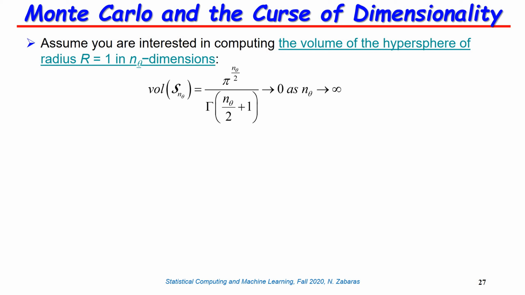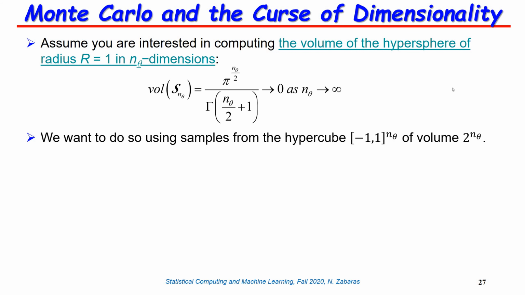So when you try to conduct these dart throwing experiments in n_theta dimensions, it's like you're trying to hit a sphere of infinitesimal volume in a hypercube that has a volume of 2 to the power n_theta, right? So we take that every side of the hypercube is from -1 to 1, so the volume of the hypercube is 2 to the n_theta, and the volume of the sphere as n_theta goes to infinity is equal to 0.